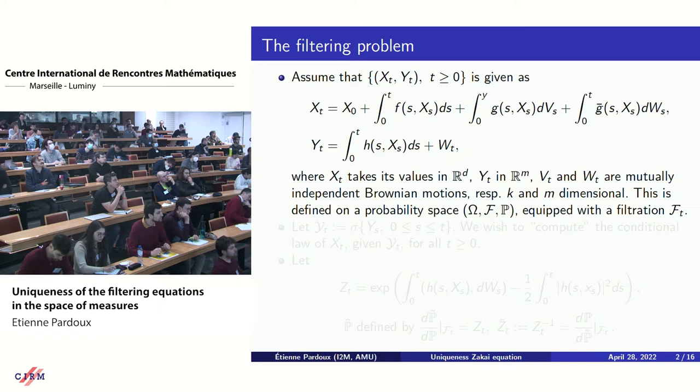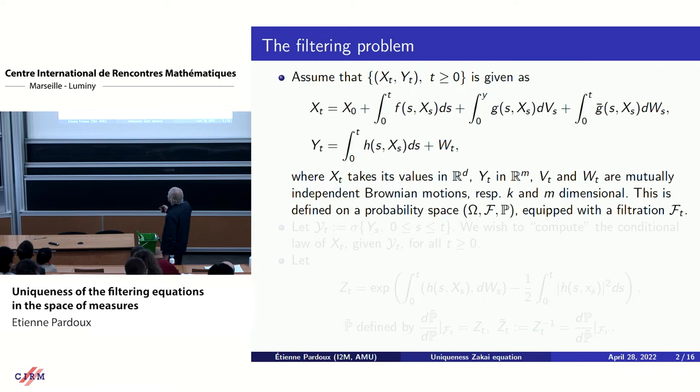So I have a pair of processes. I start with a simple problem; later I will switch to a slightly more complex situation. So I have a pair of processes X and Y. X solves a stochastic differential equation, and Y is a function of X plus noise. And you see there is correlation between this noise and the noise driving the X equation.